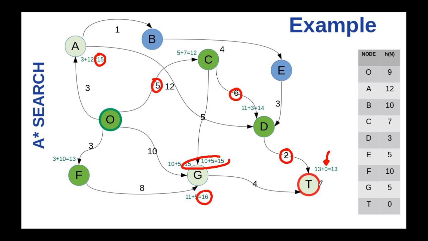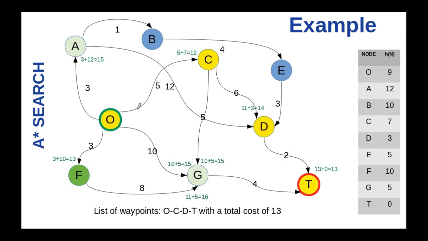So then, as a conclusion, we have the minimum cost path according to the A-star search method, which is O, C, D, and T, with a total cost of 13. As you can see, the shortest path by means of the A-star algorithm has been the same as the Dijkstra method, but the method is much faster. This A-star has been optimal, but by chance.